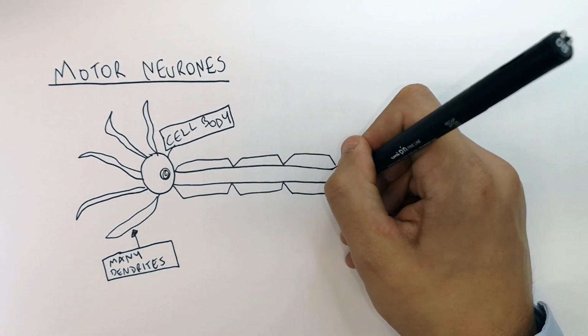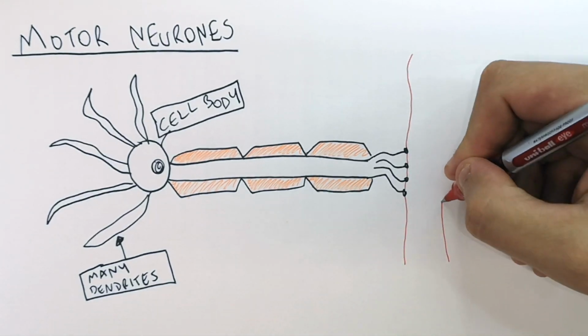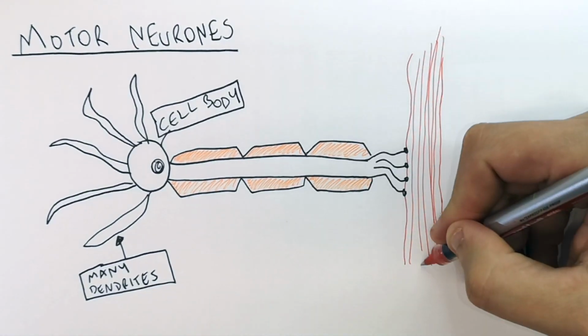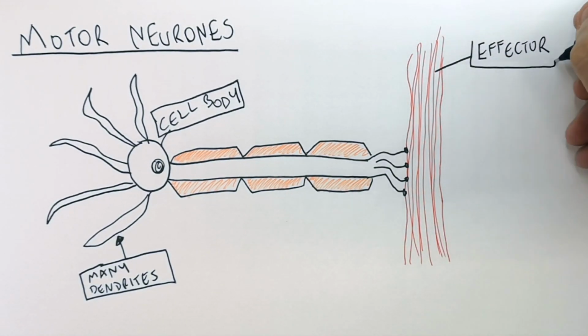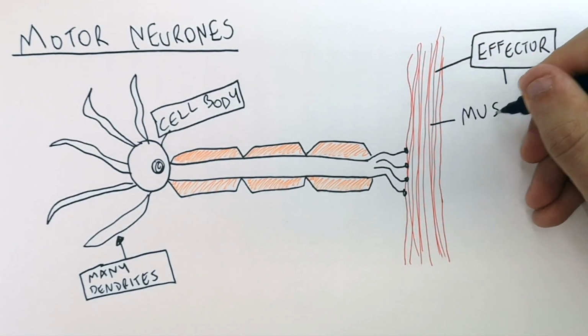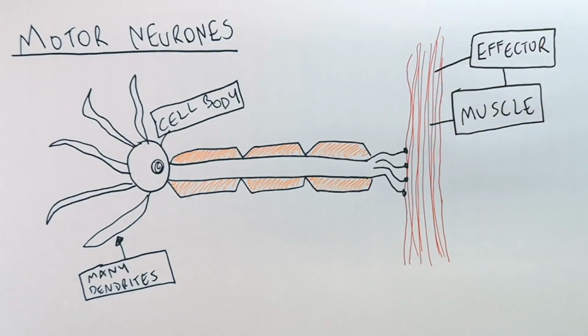The myelin sheath insulates the axon. The axon terminals are connected, in this case here, to an effector muscle. So this here is the effector, and in this case, it is a muscle. It can also be a gland.